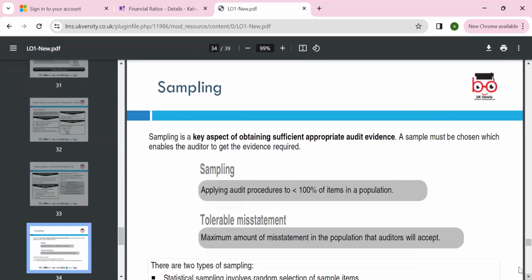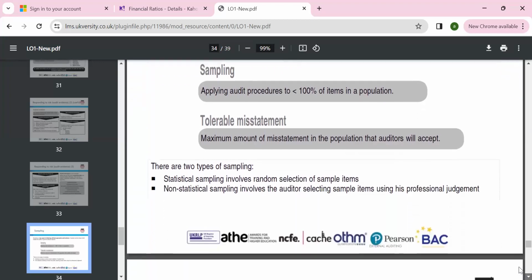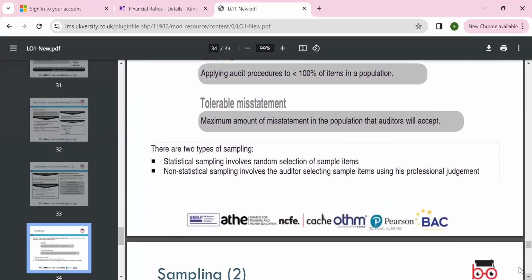Sampling, of course, means selecting a small proportion from the transactions. The whole set of transactions is known as the population. Audit procedures are applied to less than 100% of items in the population, with tolerable misstatement being the maximum amount of misstatement in the population that can be accepted, as there can be fluctuation. Statistical sampling involves the random selection of items, and there is also non-statistical sampling.